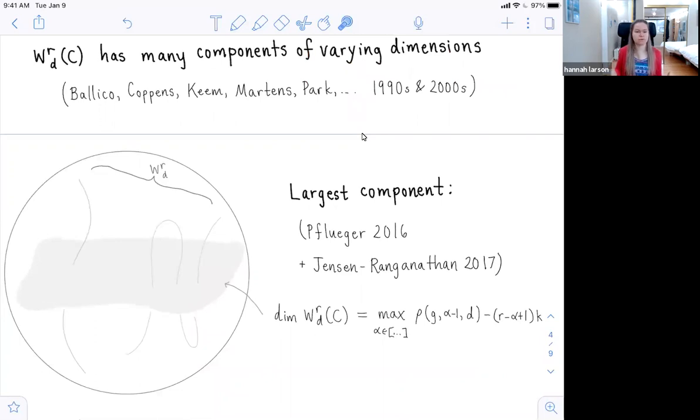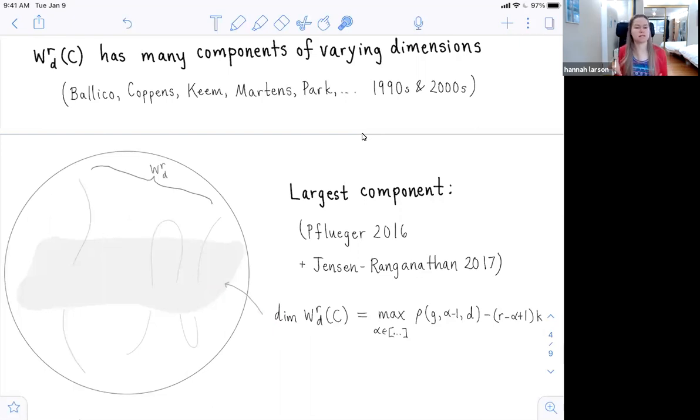A real breakthrough on the topic came more recently. In 2016, Nathan Flieger gave the best yet upper bound on the dimension of any component of W^r_d. And in 2017, Jensen and Ranganathan showed that this bound was sharp. So here's a picture of W^r_d with its multiple components, and together the work of Flieger and Jensen-Ranganathan determines the dimension of the largest component.